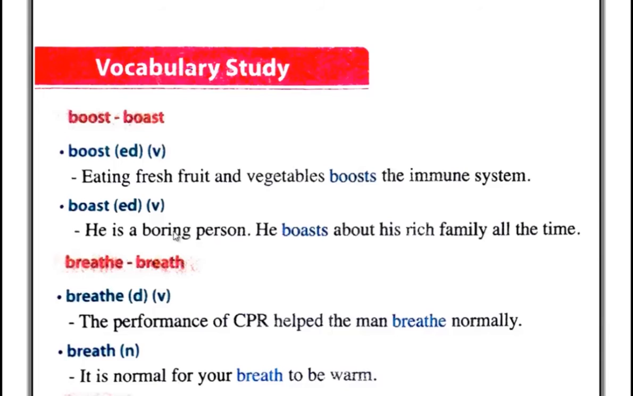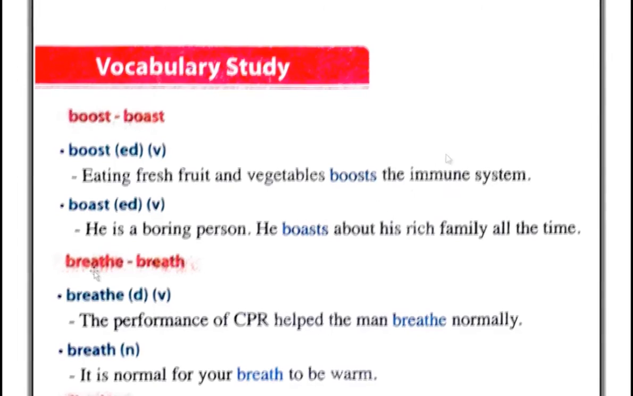Boast is a boring person. He is a boring person, right? He boasted about his rich family all the time. He's proud of his family, so he talks a lot about his family all the time.